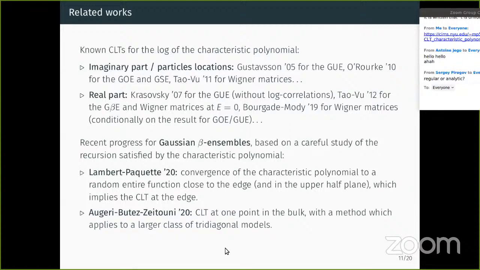Okay, so that's it for the literature. Of course, I'm omitting many results, for example, on circular ensembles that have been discussed by Paul. And also in dimension two, there are results, not for the characteristic polynomial yet, but there are hints that it's logarithmically correlated in dimension two.